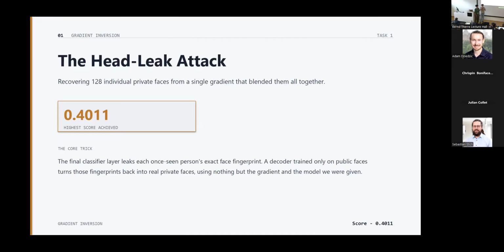We basically put the images through the model that we also had access to in order to generate the fingerprints. And then we trained the decoder to map the fingerprints back to the images. Then we used this decoder on the fingerprints that we extracted from the gradients to essentially get back the faces. That's essentially how we did task 3, and we achieved a mediocre score of 0.4, but that's just how it goes sometimes.